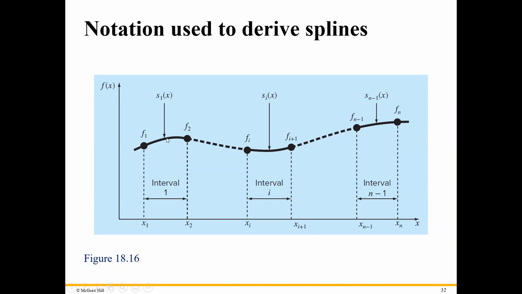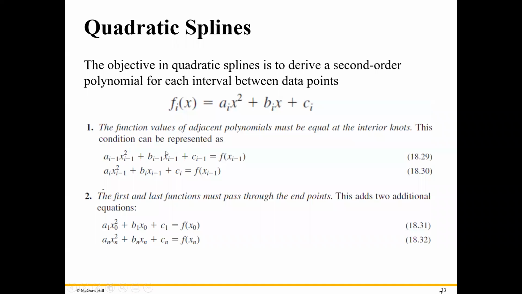Okay. So for example, for the internal points, the internal points will be F2 to F n minus 1. So for these internal points, the value of F2 can be calculated from the previous curve and also from the next curve as well. So the value calculated either from the previous curve or from the next curve will be the same. So this is the first condition. Okay, so this is how it is represented over here.